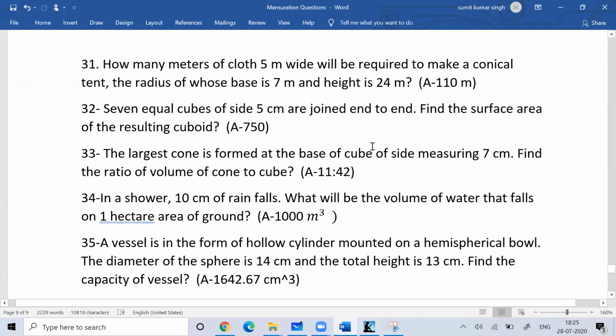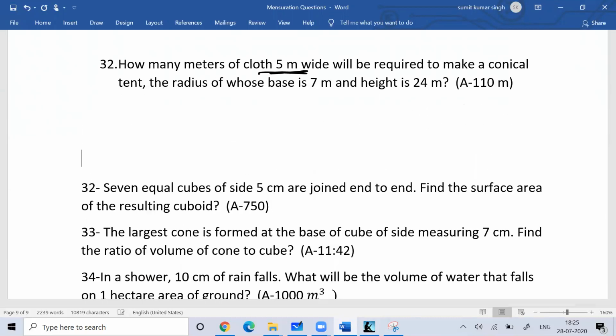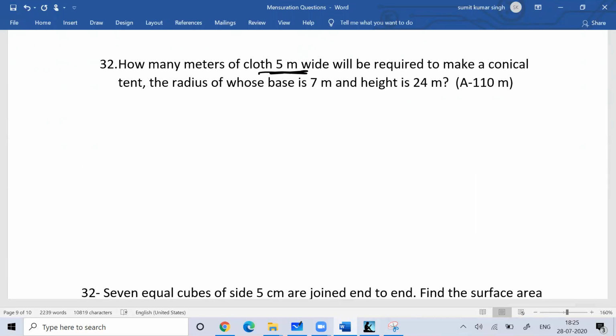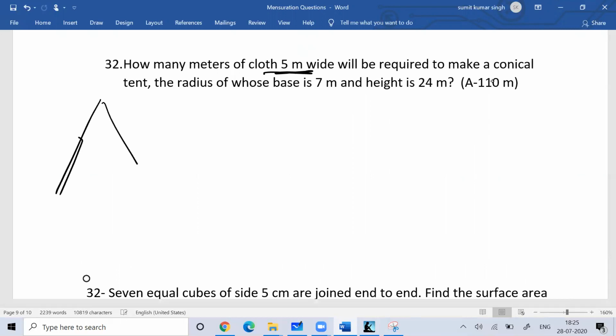Now you can see the next question. How many meters of cloth which is 5 meter wide will be required to make a conical tent where the radius of whose base is 7 and the height is 24? When you talk about the cone, the radius is 7 and the height is 24, so the slant height would be 25.